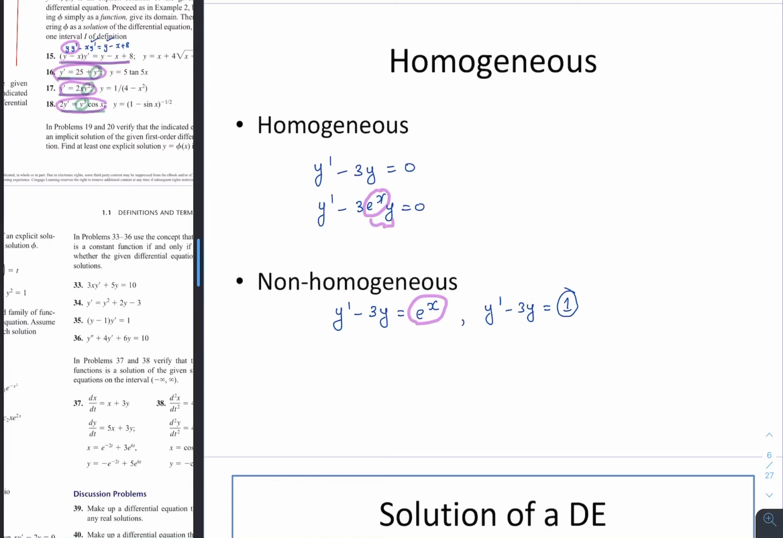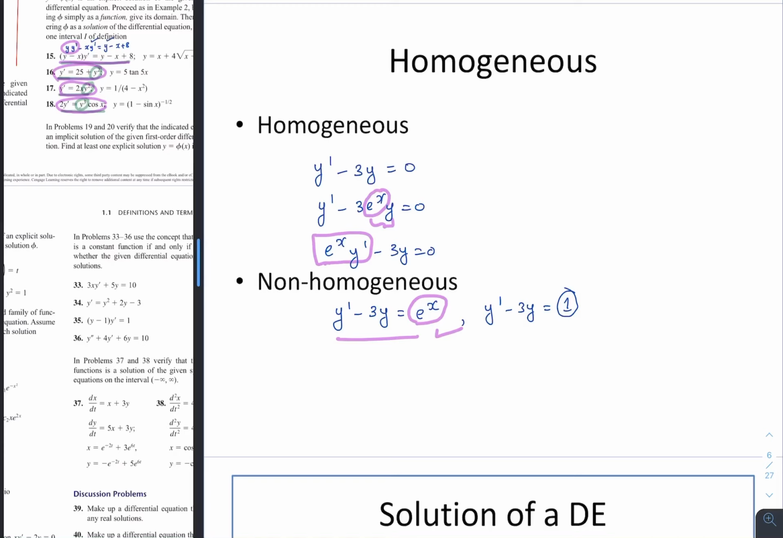Or you can have a differential equation something like this: e to the x times y prime minus 3y equal to 0. We don't have a standalone function of x. We have a function of x that is there, but that is being multiplied by the derivative of the dependent variable. But if you take a look at here, you have a standalone function of x, and so therefore, this is a non-homogeneous differential equation.